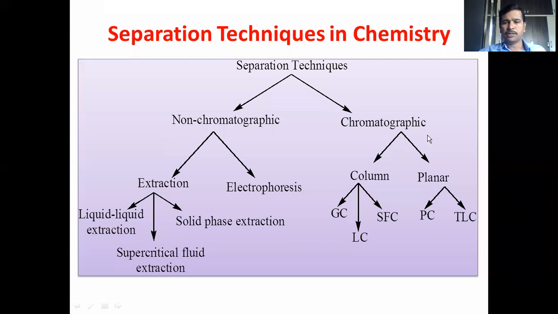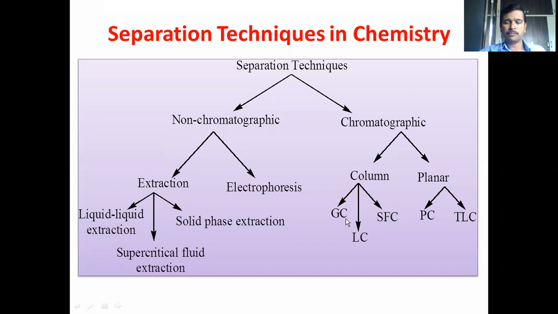More importantly, these chromatographic separations will be done by following two principles: column chromatography and planar chromatography. As the name implies, the column chromatographic technique will employ a column, a typical column. That column will be made of either stainless steel or glass or plastic. So this column chromatography will be further classified into gas chromatography, liquid chromatography, and supercritical fluid chromatography.